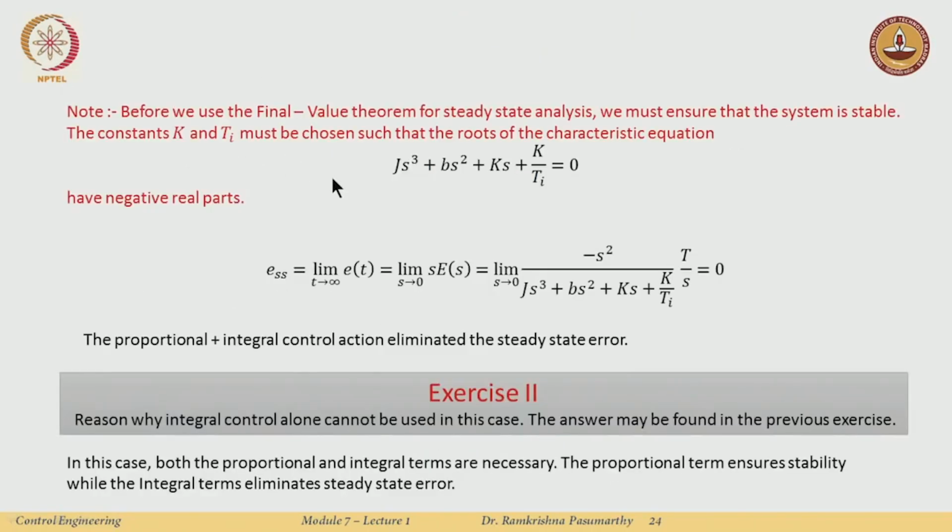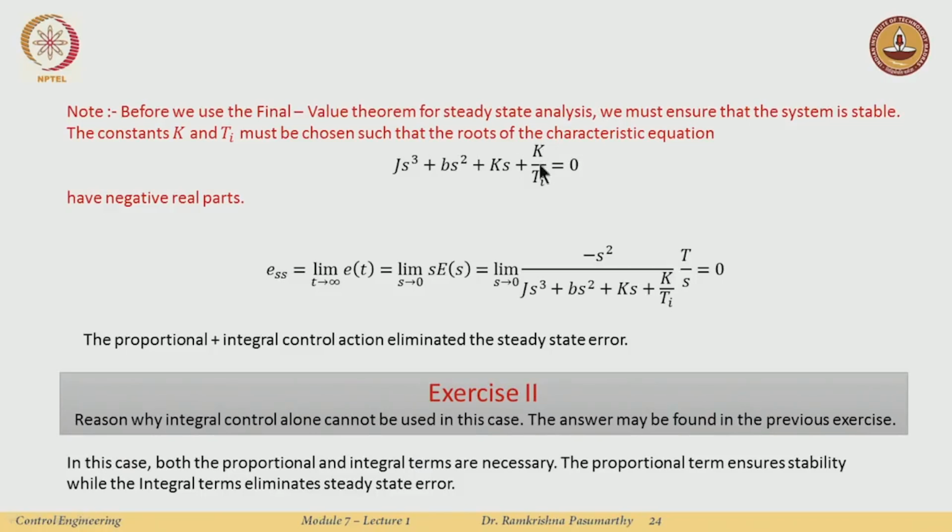In order to compute the effect of the disturbance on the steady state error while using proportional plus integral control, we might be tempted to use the final value theorem directly, but the only thing we need to be careful about is that when we use the final value theorem, we must first ensure that the system is stable. This means I need to choose k and T_I such that the overall closed loop system is stable, or in other words, the roots of the characteristic equation have negative real parts. J and B are given to me, so I can just play around with K and T_I.